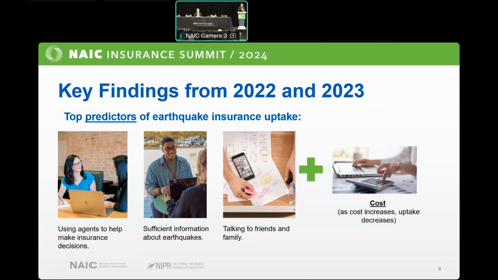One of them was talking to insurance agents, so people that had had conversations with their agent or an agent about earthquake insurance were more likely to have it. The second one was having sufficient information about earthquakes, right? Maybe not surprising, but important to know that people need to have what they believe to be a sufficient amount of information. And then talking to friends and family, knowing whether or not their friends and family are covered, maybe having those conversations about the coverage or the value that they see in that coverage is important. And then finally, we know that cost has an impact to varying degrees on whether or not someone's going to take up earthquake insurance.